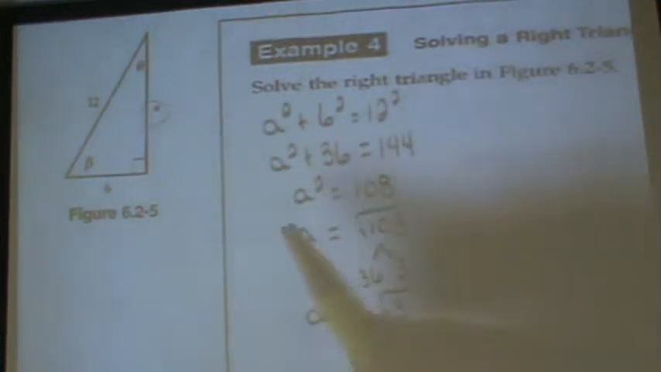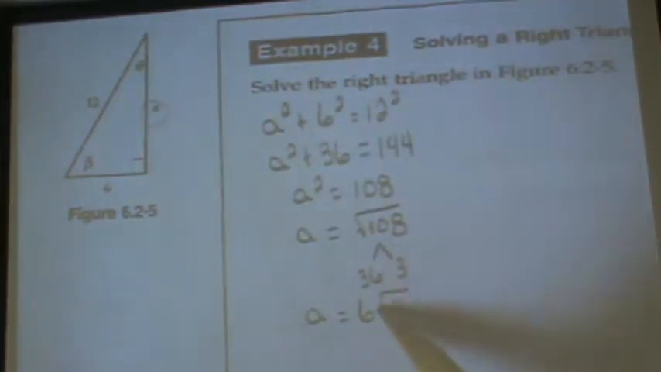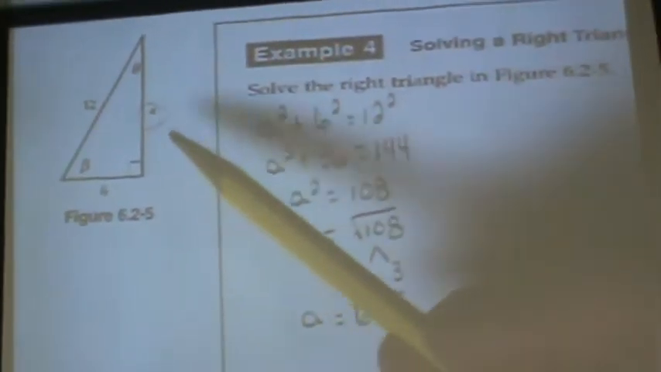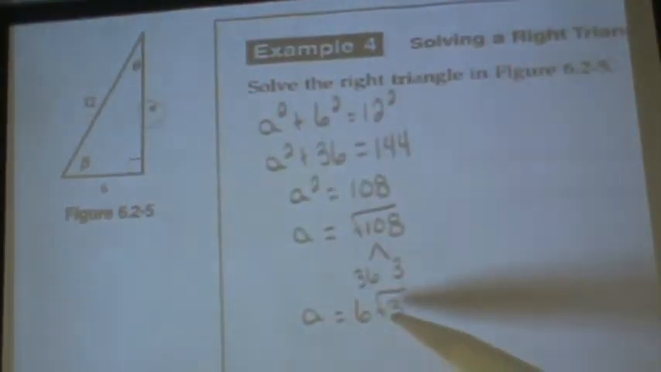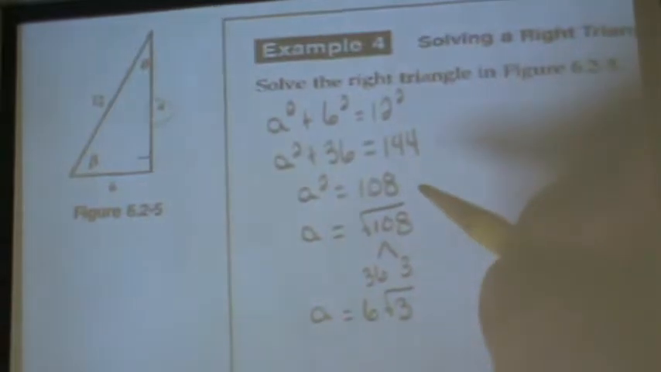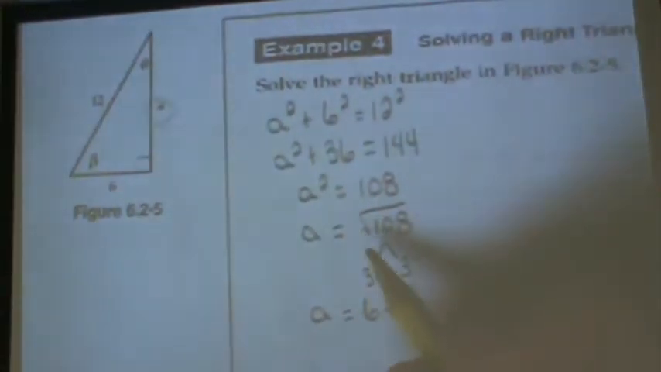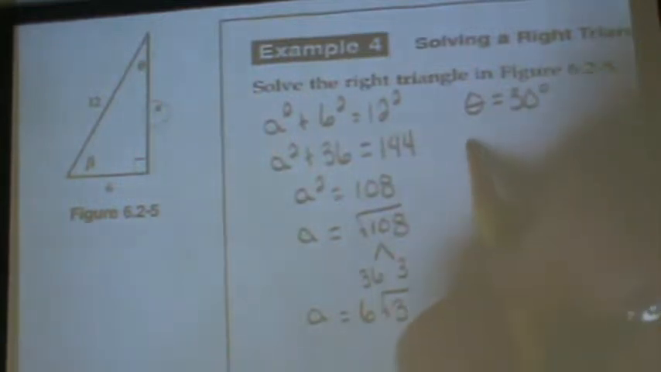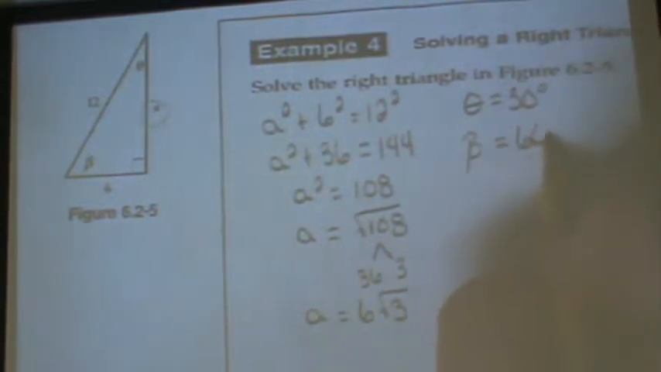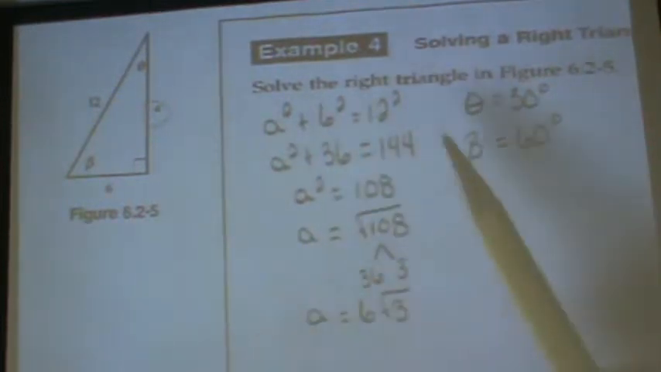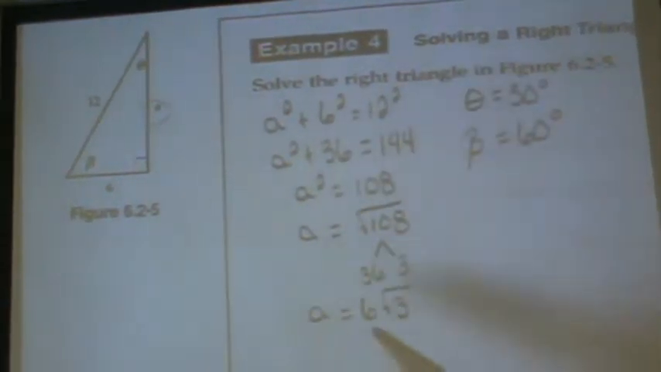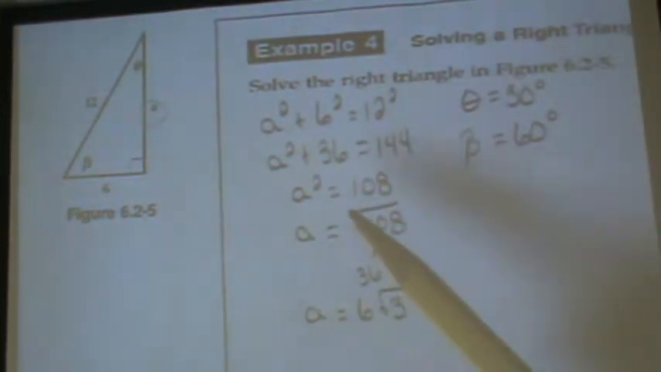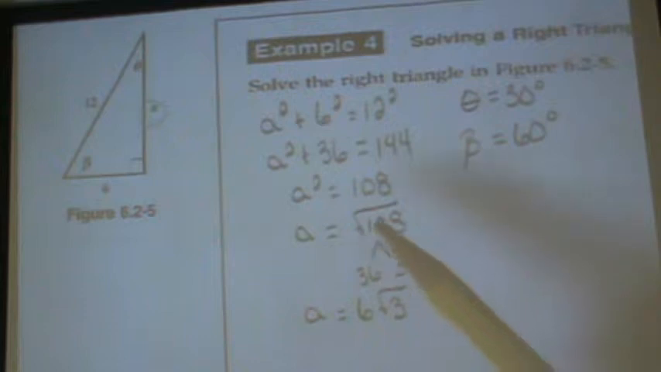Now does that verify that this is a 30, 60, 90 triangle? Yes, because our longer side is the same multiple of the square root of 3. So we know that our theta is 30 degrees, and we know that beta is 60 degrees. Now if we asked you a problem like this on your test, you would not be given a calculator, so you need to know your 45, 45, 90 triangle and your 30, 60, 90 triangles.